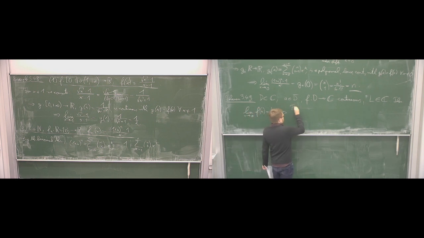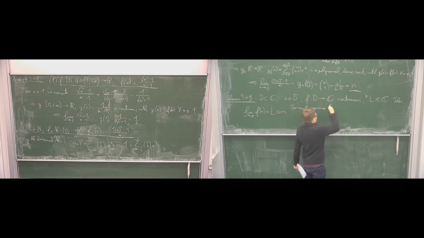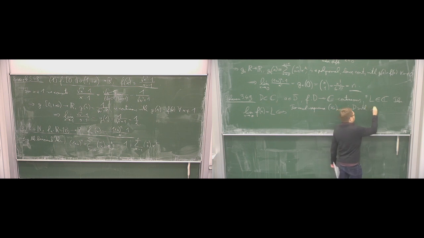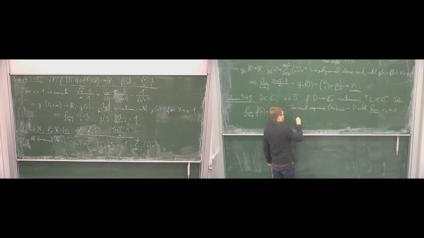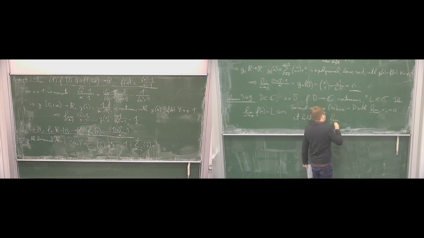For each sequence xn in the domain, so this sequence in D, which converges to our point a that we want to study, so with limit n to infinity xn equal to a, we want that the values of the image of the sequence under f converges to L. So it holds that limit n to infinity of f of xn is equal to L. So this kind of justifies this limit notation.